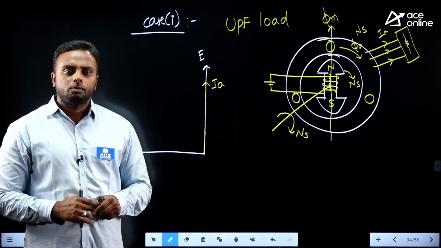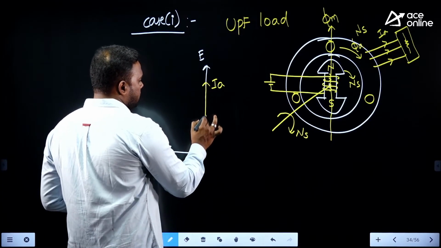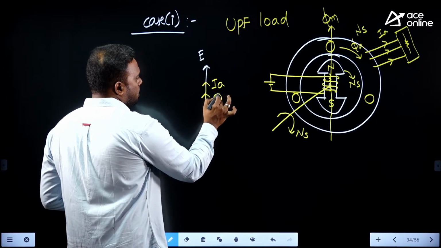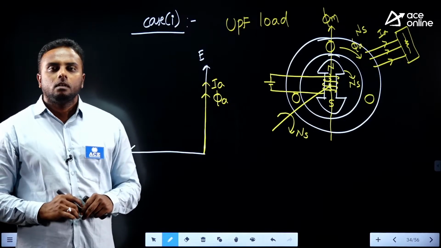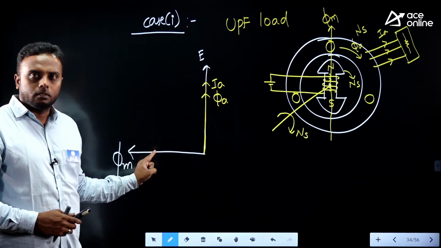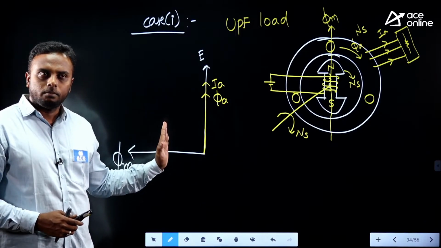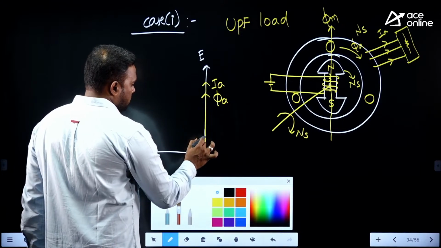Whenever armature current is passing, a flux will develop, the armature flux. That armature flux is also in phase with the current. Flux developed is always in phase with current. Now observe what is the effect of this armature flux on the main flux. How are these two fields present? Perpendicular to each other. These two fields are perpendicular.